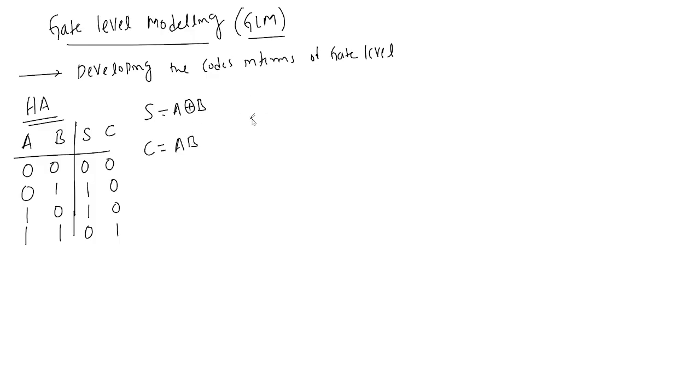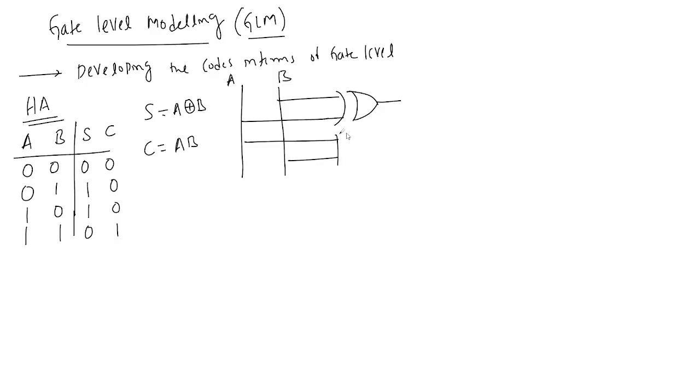So we are implementing it by taking two inputs, A and B, and these two inputs are given to this XOR gate. Again A and B are given to the AND gate. Like this we will represent the sum and carry.